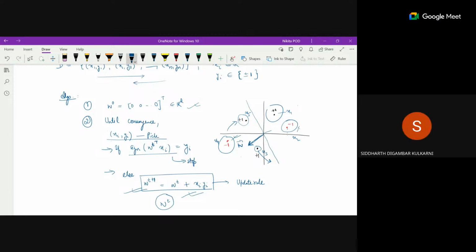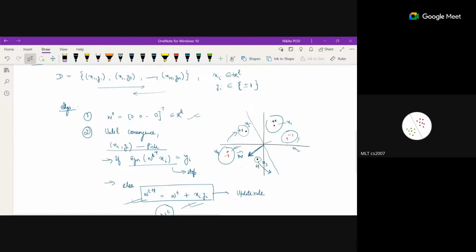And can we scan the points in any order we want? Yes, you can scan in any order you want. That's not an issue. But you should maintain the same order again.